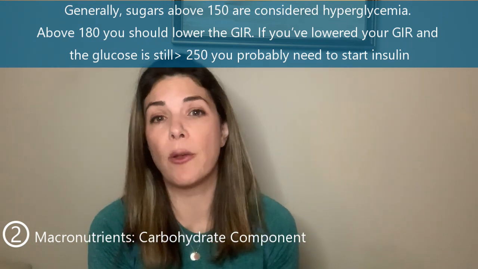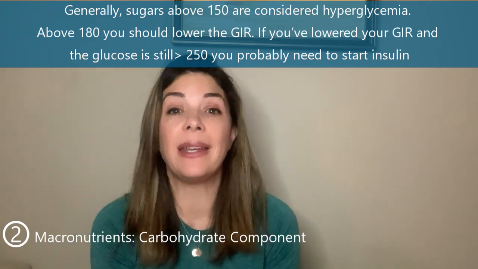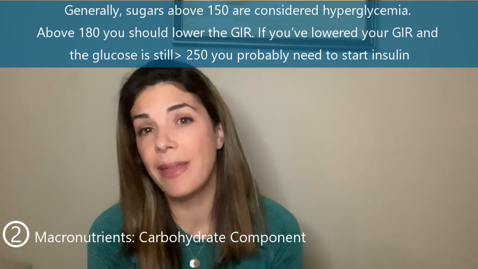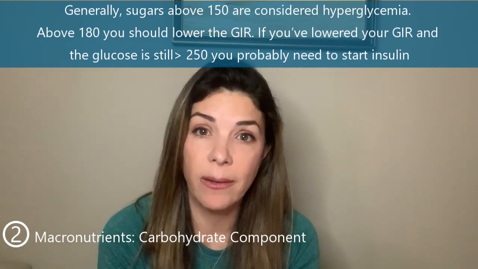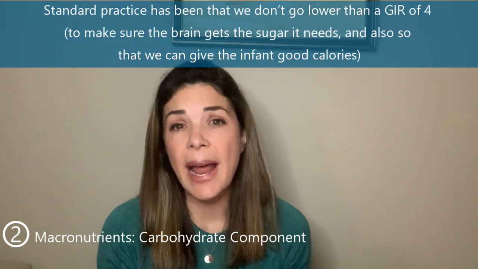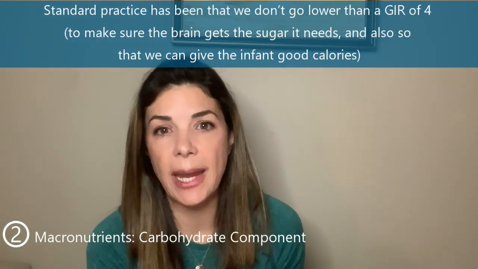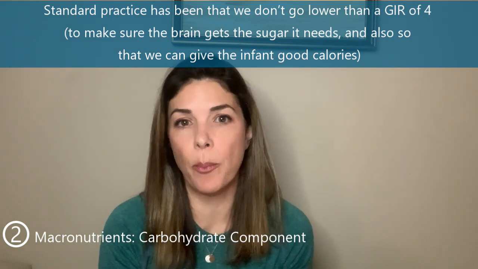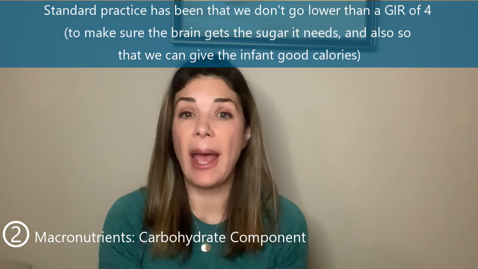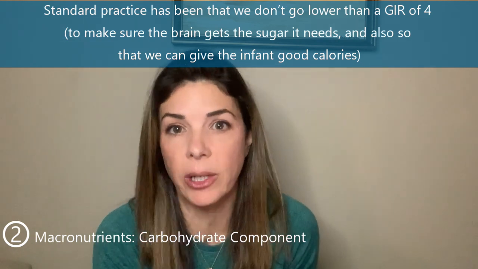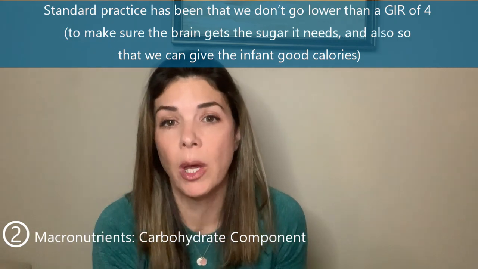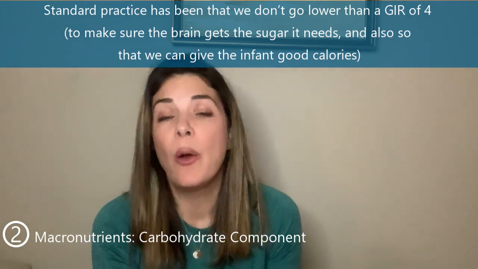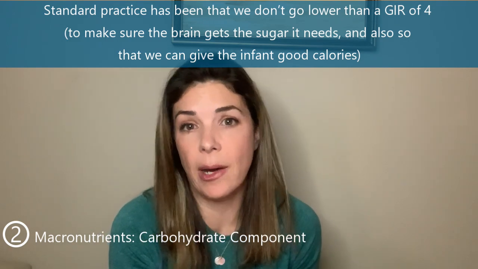If the blood sugar level is above about 250 and it's repeatedly above 250, even though you've kept lowering the GIR, then at that point you might consider actually starting insulin on these babies. Standard practice is that we generally don't take these babies below a GIR of 4, just because we want to make sure that the brain is getting the sugar that it needs, as well as we want to give these babies good calories for some level of growth and for their general energy needs. And so generally, we don't want to go down below a GIR of 4.